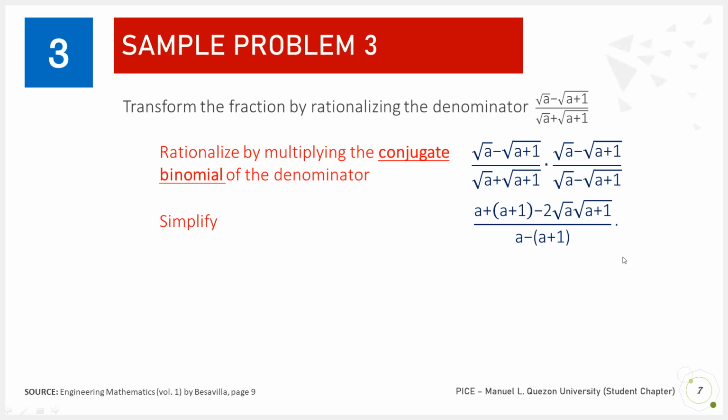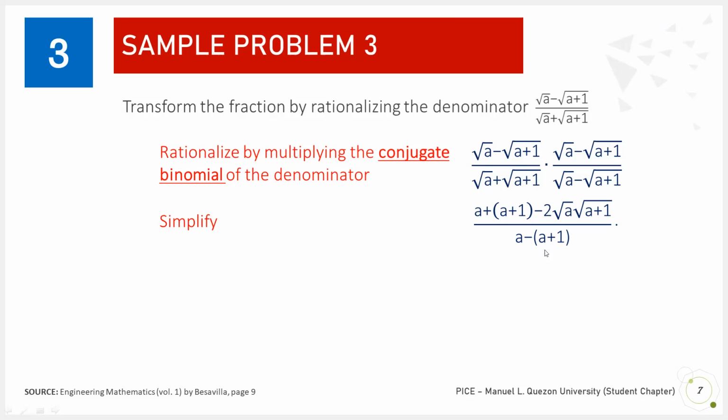And then we apply multiplication as well sa denominator. So again, ang gagawin na lang natin dito is we multiply the first term of the denominator sa first term ng ating conjugate binomial. And next is we multiply the second term of our denominator sa second term ng ating conjugate binomial. So ito yung kalalabasan niya.